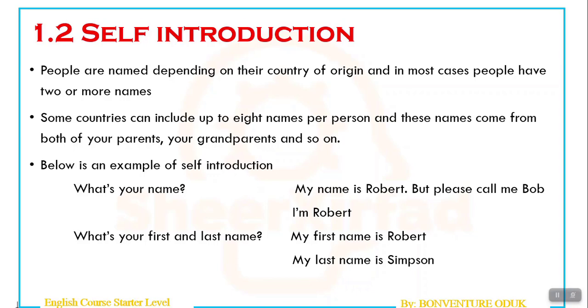And normally we say, my name is. We don't say, my names are, because you are referring to one identity, to one person. Therefore, it takes a singular. My name is Robert. My name is Bonaventure Oduk, as an example. And then you go on.